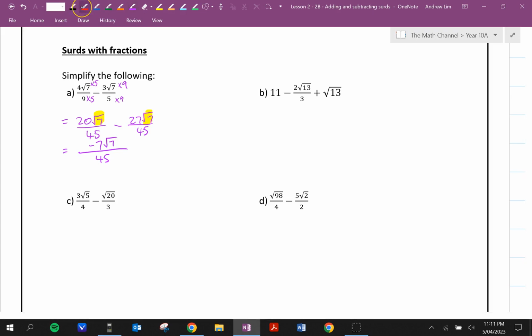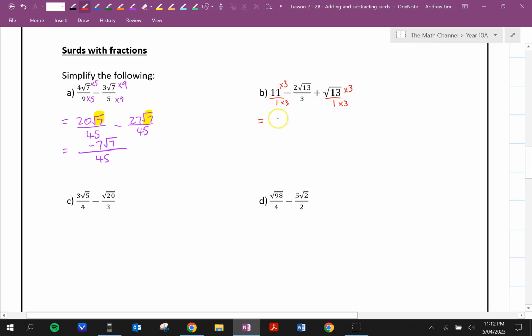In question B, we've got a fraction here. But we can't add or subtract. We need a common denominator for us to do that. So I need this to be over 3. That's currently over 1. This is currently over 1. I want a common denominator, so I can times this by 3 to make it over 3. So times that by 3. Same with this.